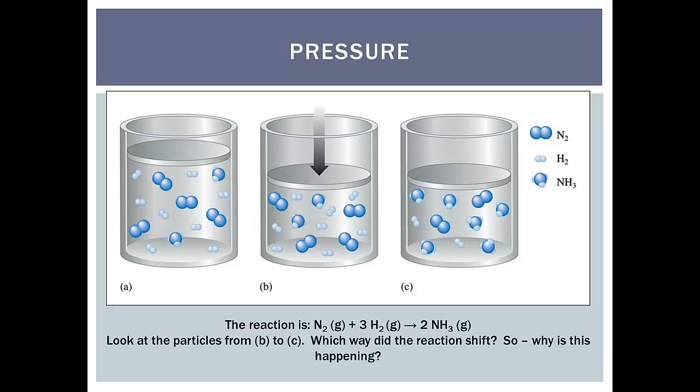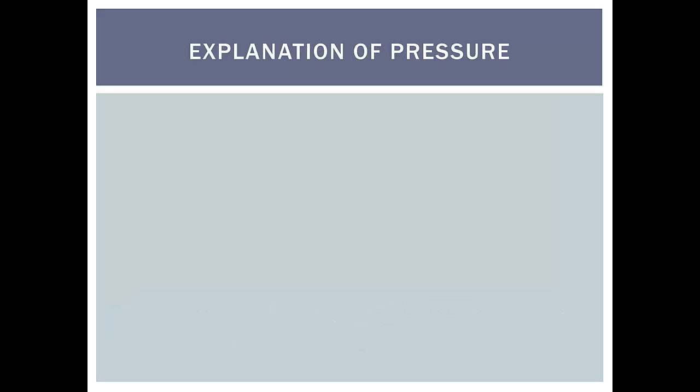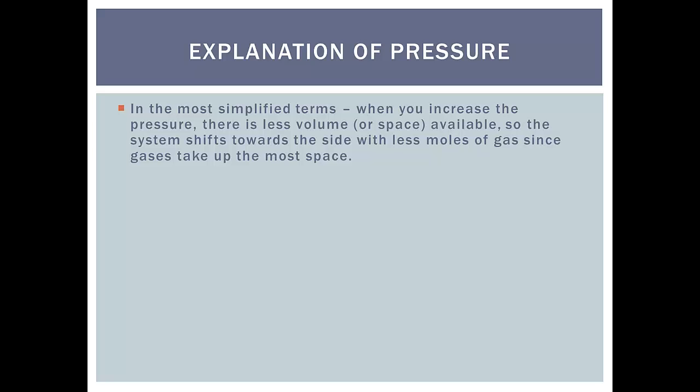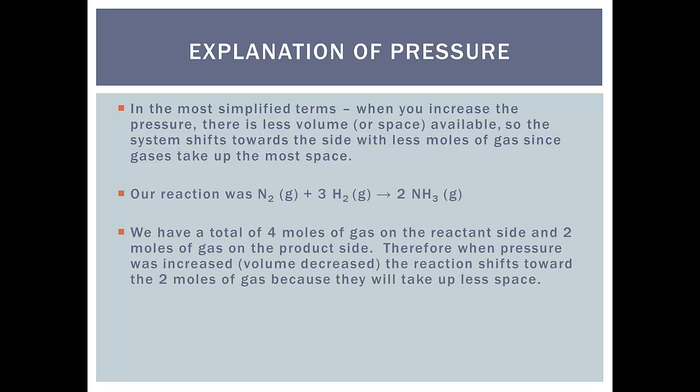So why? Why is it doing that? In the most simplified terms, when you increase the pressure, there is less volume or space available. So the system is going to shift towards the side with fewer moles of gas, since gases take up the most space. So our reaction was this again. You have a total of 4 moles of gas on the reactant side and 2 moles of gas on the product side. Therefore, when the pressure was increased, your volume was decreased. The reaction is going to shift towards the side that has fewer moles of gas, or towards the ammonia side, because they will take up less space.